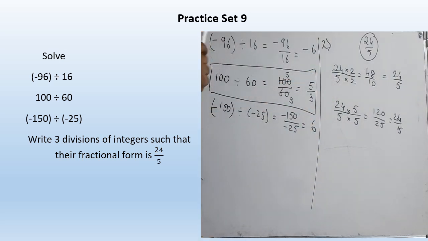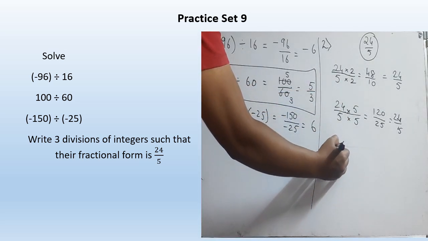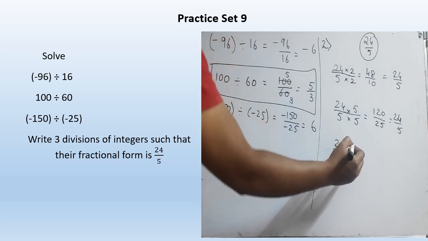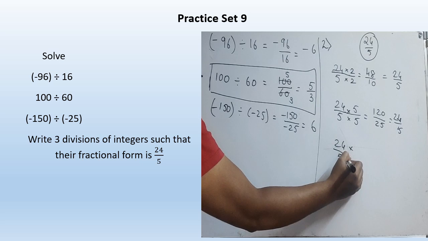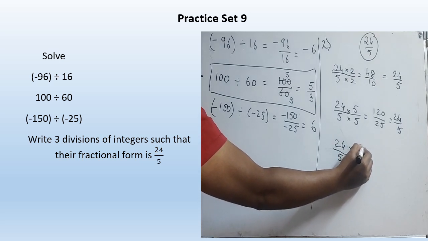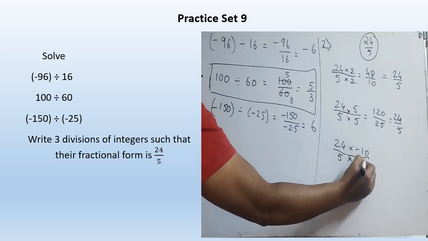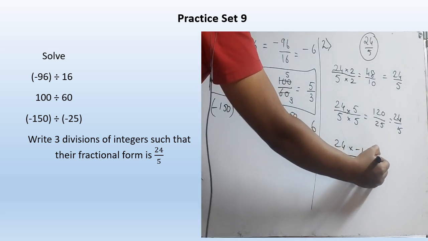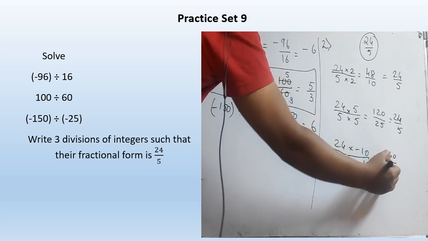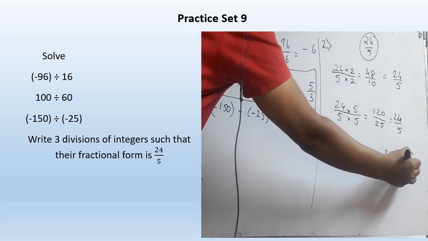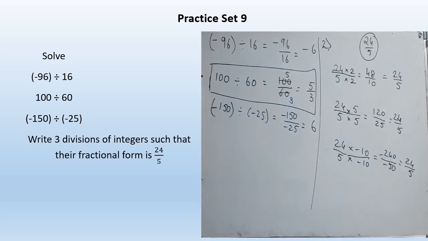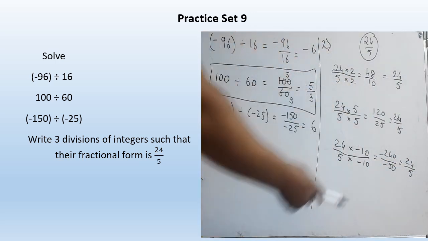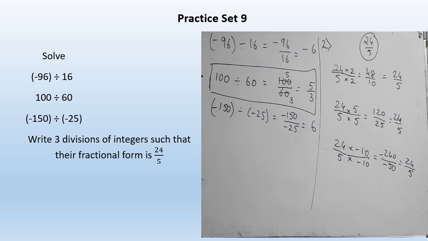Understanding? Our rule for division: negative divided by negative, the answer is positive. So you can always multiply by a negative integer also, like 24 upon 5. The answer over here you can do is multiply by say minus 10 upon minus 10. So this becomes minus 240 divided by minus 50. The answer will be 24 upon 5. So all three times the resultant answer is 24 upon 5.